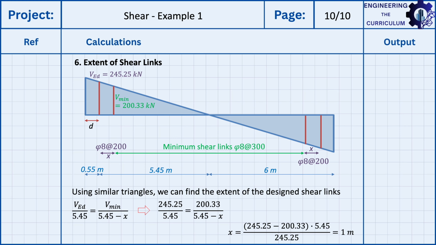1 meter. So after I've passed D from the support, I go for 1 meter with a diameter of 8 every 200, and then until I get to the same distance from the other side of the support, I can just put my minimum shear links of a diameter of 8 every 300 millimeters. And that is the shear for this beam.